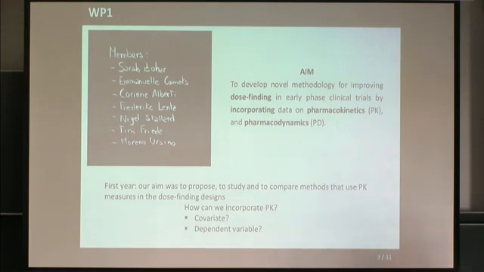And our aim is to develop a novel methodology for improving dose finding in early phase clinical trial by incorporating data on pharmacokinetic and pharmacodynamics. And in our first year, our aim was to propose to study and compare methods that use PK measure in dose finding design, and we want to know how to include that information, as how we can incorporate PK as covariate, dependent variable, any other way.